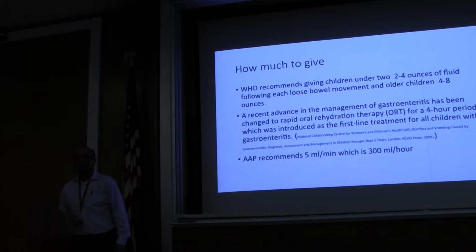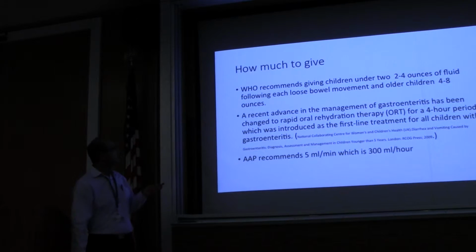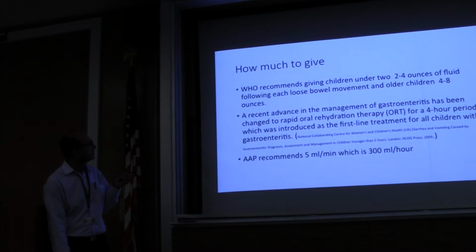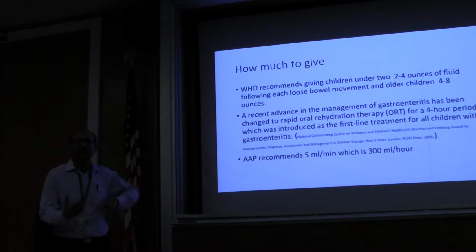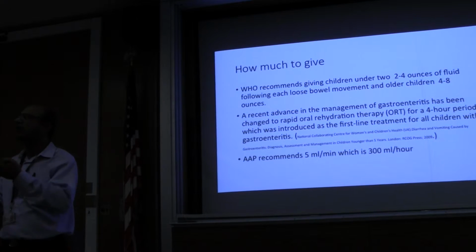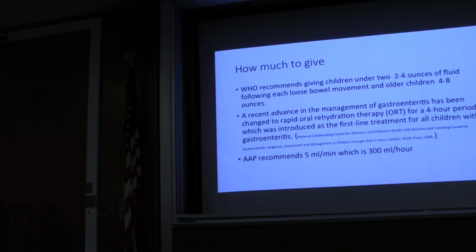So how much to give? I think it is important to know WHO recommends giving children under 2 to 4 ounces of fluid following each bowel movement. People ask, how much am I going to send you home with? When I send a patient home, what do I tell them? You're having 6 diarrheas a day and you're vomiting 5 times a day. So the magic number is around 10 ml per kilo for diarrhea, and about 2 ml per kilo for vomiting, a good number to remember if you would like to remember.